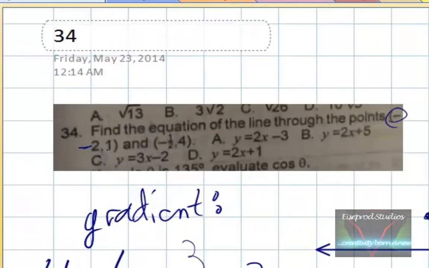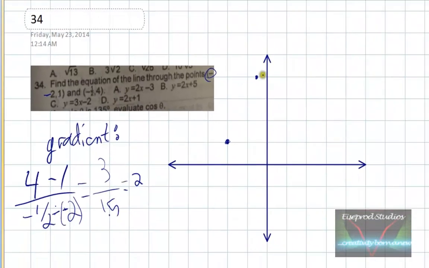Question 34 asks us to find the equation of a line through the points -2, 1 and -1/2, 4. Well, first we need to find the gradient. And also I drew a picture just to illustrate what's going on here. Here's one of the points. This is the point -1/2, 4. I'll label it. And this is the point -2, 1.